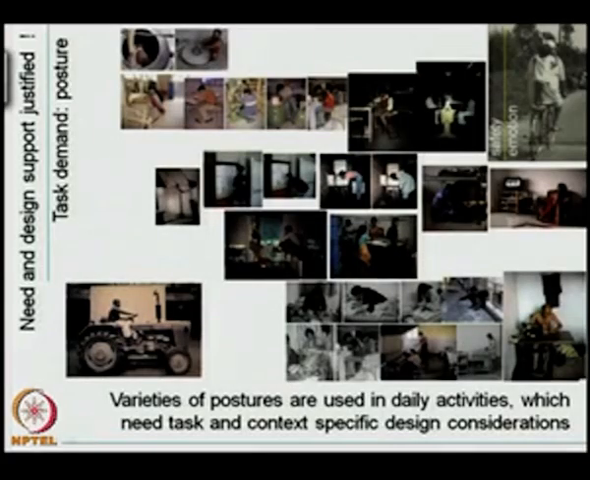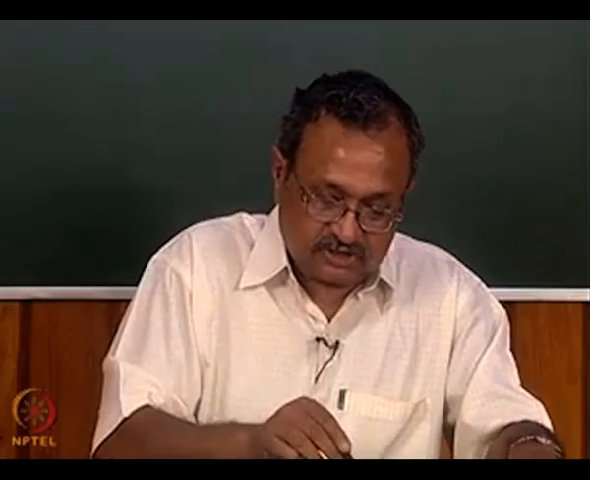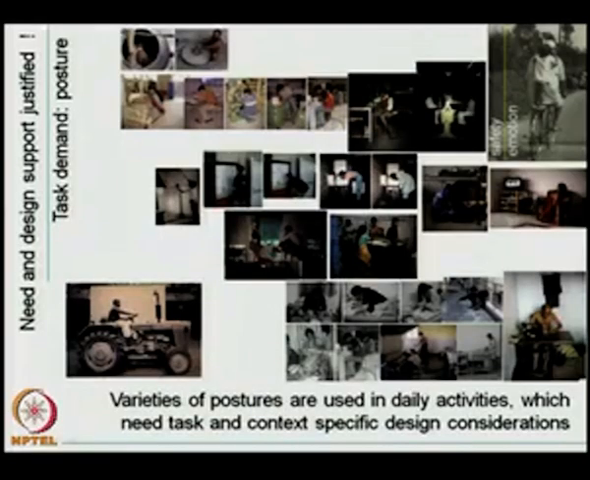Need and design support justified a task demand posture, whether we need to modify the work method, or the design is being used while working, that posture can be improved. Now, here are some figures that show the problem of mismatch of the task and posture.